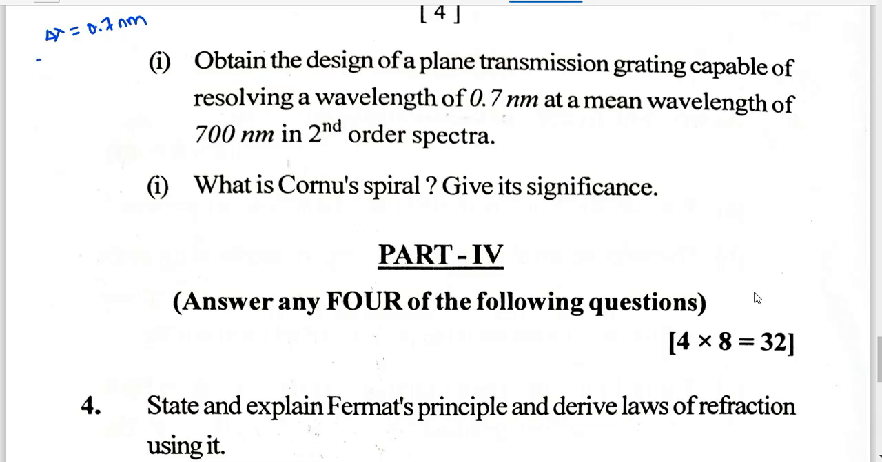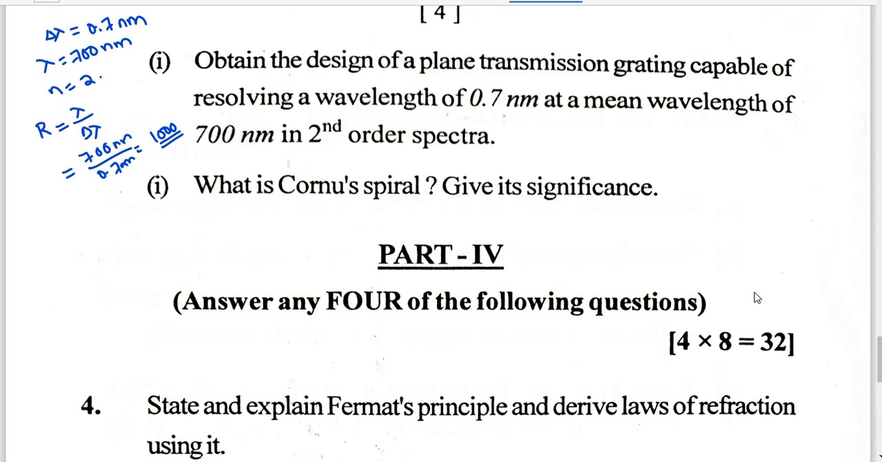And the mean wavelength is lambda equal to 700 nanometer, and the order of spectra is n equal to 2, second order spectra. Now the resolving power of grating is defined as lambda divided by delta lambda. So lambda is equal to 700 nanometer divided by 0.7 nanometer, which is equal to 1000. So R, the resolving power of the grating, is 1000.